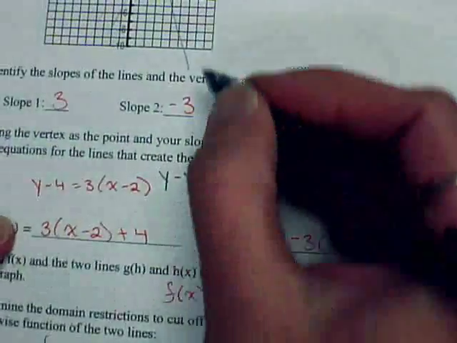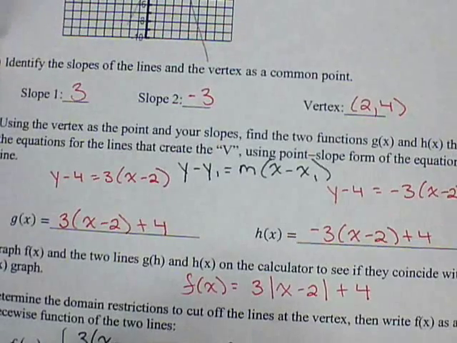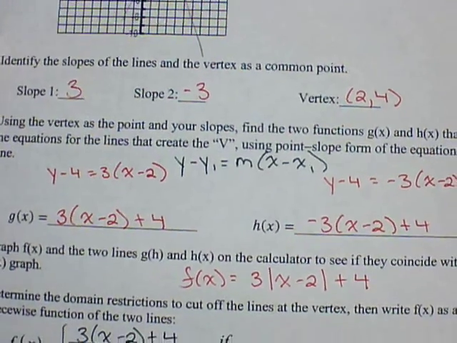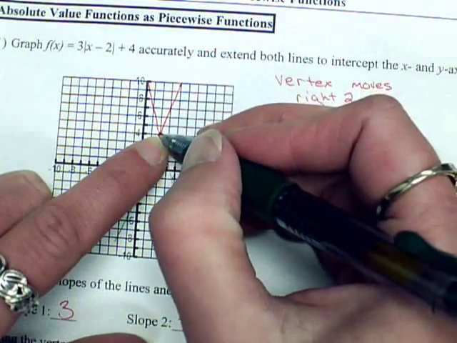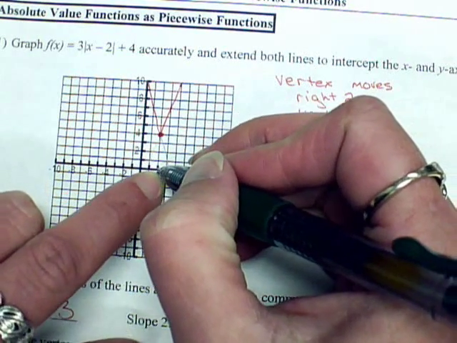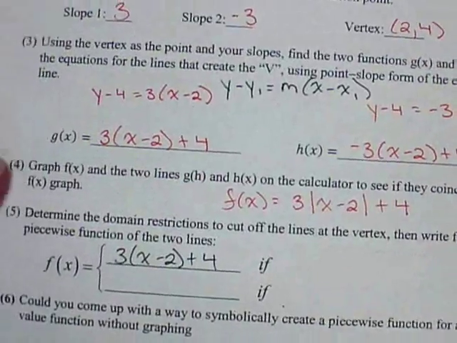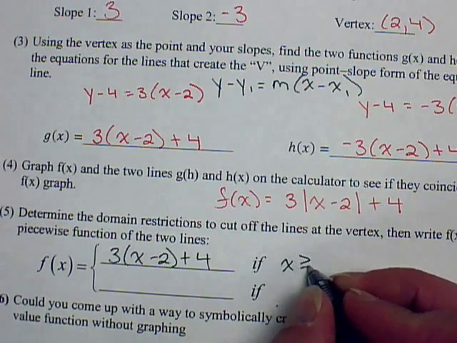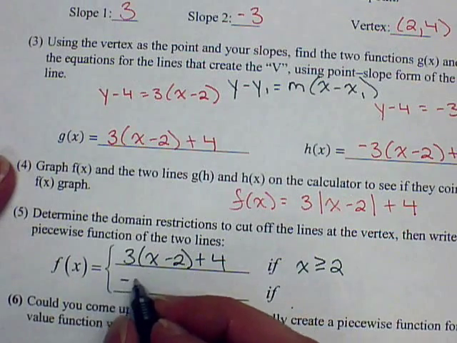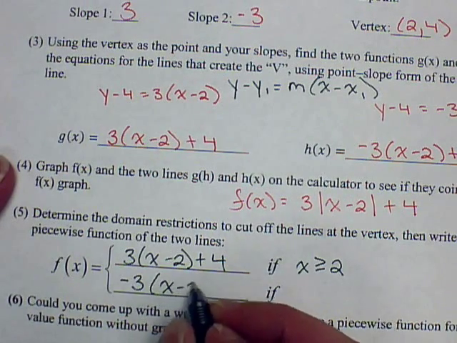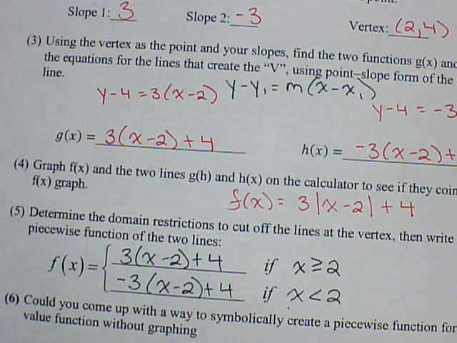The part that's got the positive slope, the right side, is 3 times (x minus 2) plus 4. But when are we graphing that? We're only graphing this portion. That portion of the graph is from 2 on to the right. So that means we're only graphing that portion if x is greater than or equal to 2. Now the negative side, the left side of that V, is negative 3 times (x minus 2) plus 4, when x is less than 2. That gives us the left side.